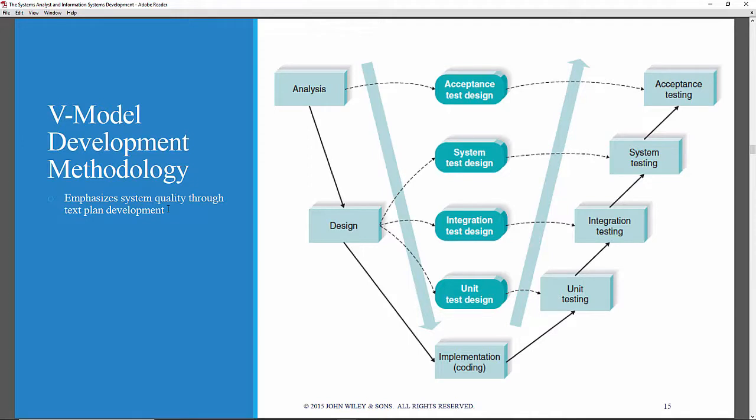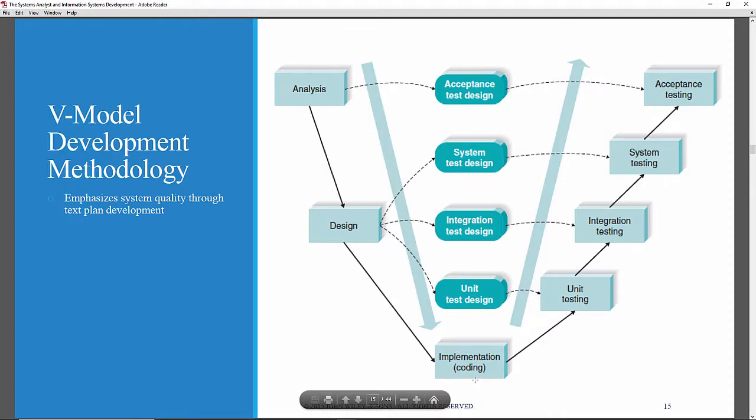Now, the V approach begins with analysis. There's planning, of course. Then you go to analysis, and development proceeds down the left-hand slope of the V. You define the requirements in analysis, and then you design system components. But note that when completing each one of these two phases, you have some sort of test process. After analysis, you have an acceptance test design. After design, you have system test, integration test, unit test.